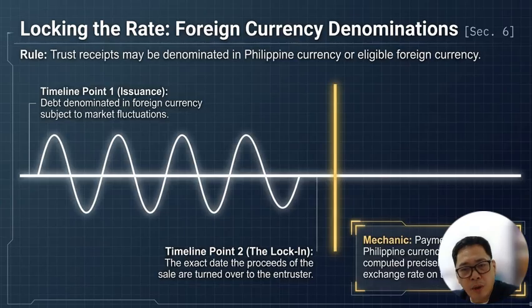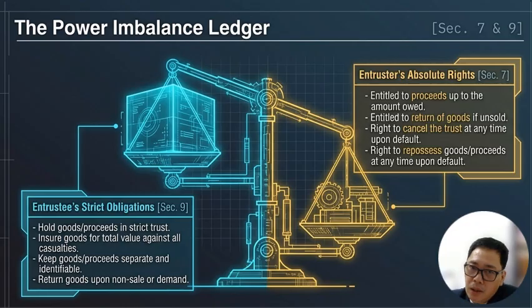However, the law respects mutual agreement. The parties can use an exchange rate from a different date if they explicitly stipulate that date in the trust receipt or in another executed agreement. In this slide, we'll be combining sections 7 and 9 of PD 115.